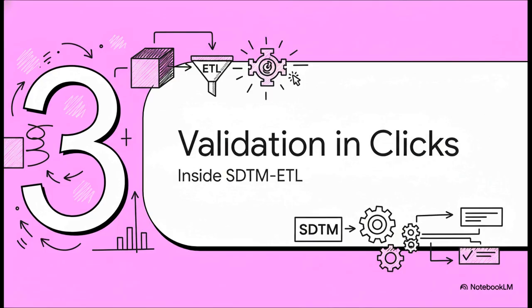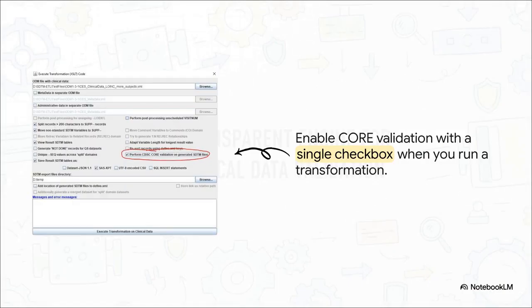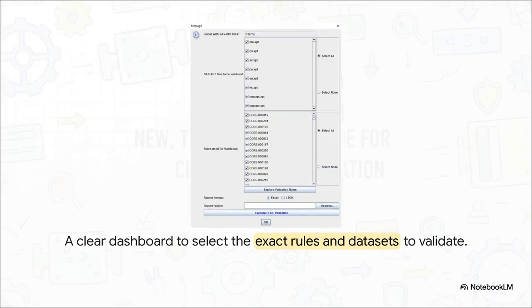Let's jump over to the SDTM-ETL software and see just how beautifully this whole engine has been integrated. Getting started is, well, it's this easy. When you're ready to run your data transformation, you just click one single checkbox, Perform CDISC CORE Validation. That's literally it. No complex setup, no hoops to jump through. The second you do that, you get this really powerful dashboard. You can see all the validation rules up top and all your datasets down at the bottom. By default, everything's selected, but you have total control.